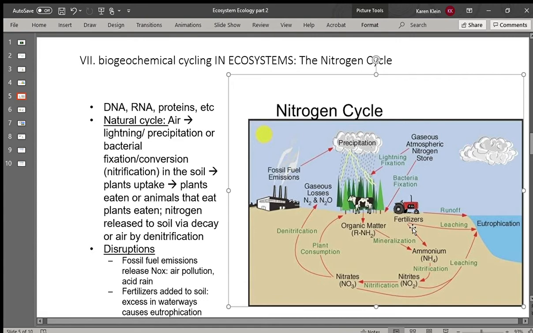You also can have excess nitrogen released into the atmosphere by fossil fuel emissions, and this has been proven to acidify rain, water in clouds, and then fall as what we call acid rain, so that the precipitation is acidified and then is detrimental to plant growth. So yes, just some consequences of too much nitrogen in the nitrogen cycle.